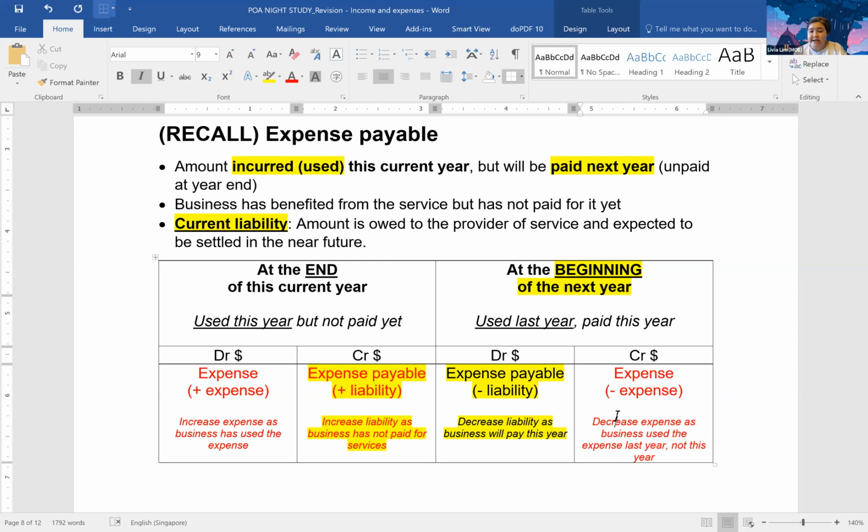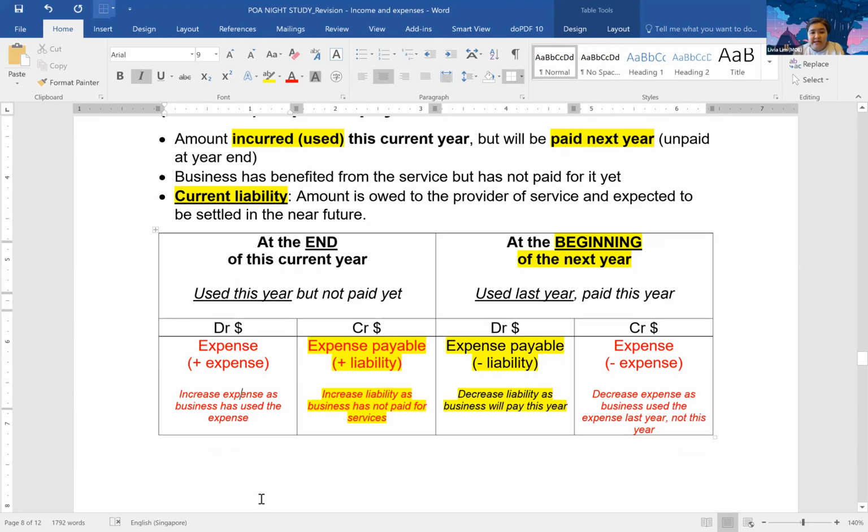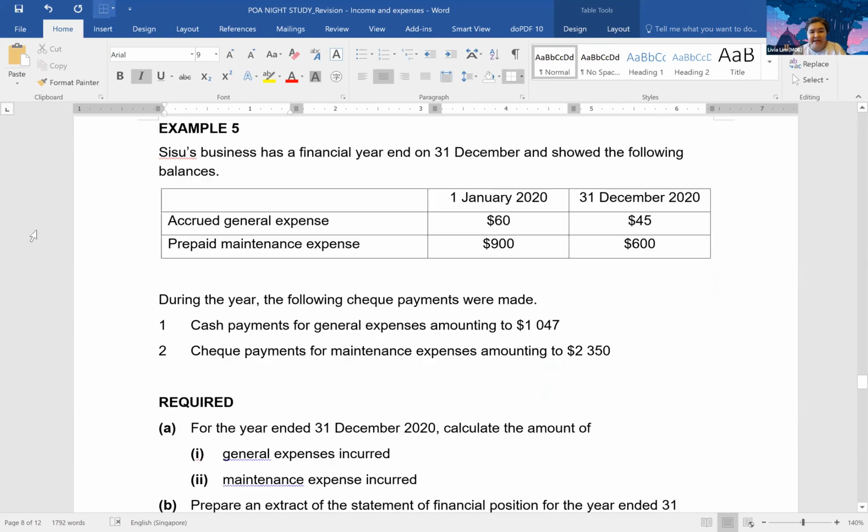So this is the double entry. In particular, what's very, very important is the red color one. You need to know when the expense was used. Was it used this year? Then you plus. Or you didn't use it this year? Then you minus.